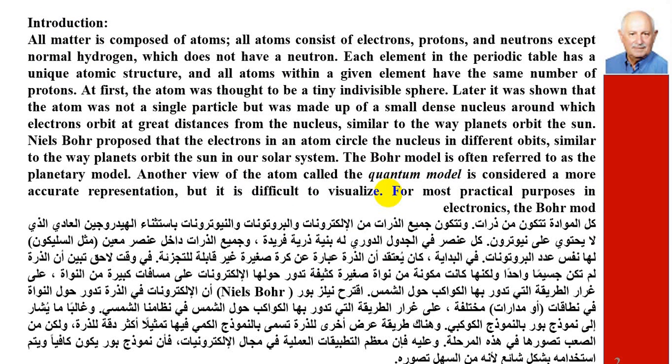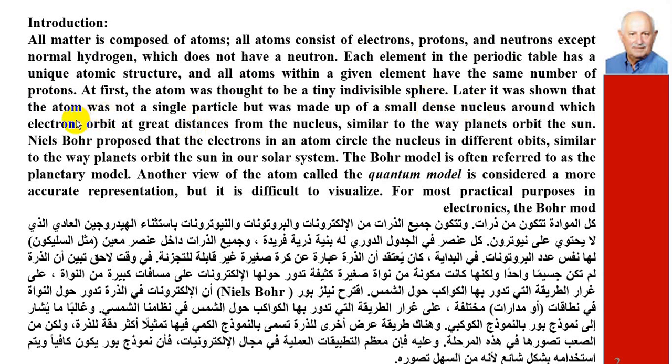Introduction. All matter is composed of atoms. All atoms consist of electrons, protons, and neutrons, except normal hydrogen, which does not have a neutron. Each element in the periodic table has a unique atomic structure, and all atoms within a given element have the same number of protons. At first, the atom was thought to be a tiny, indivisible sphere.